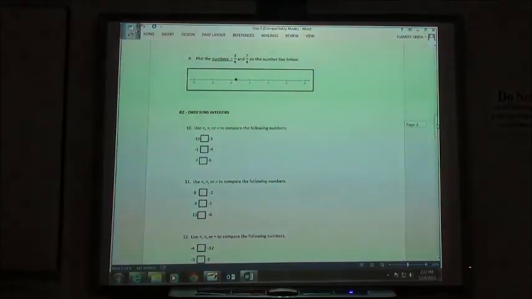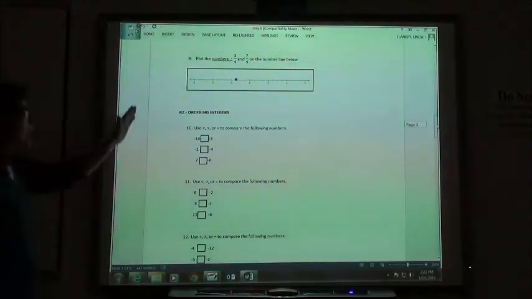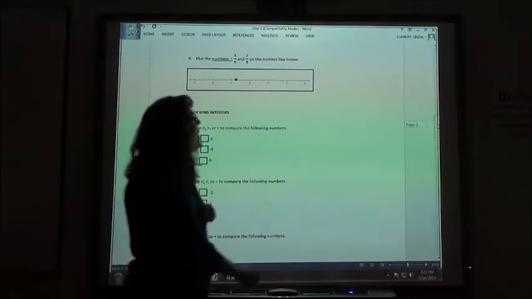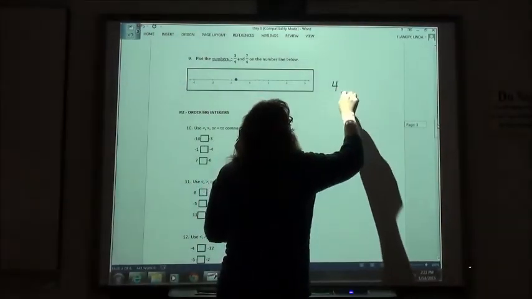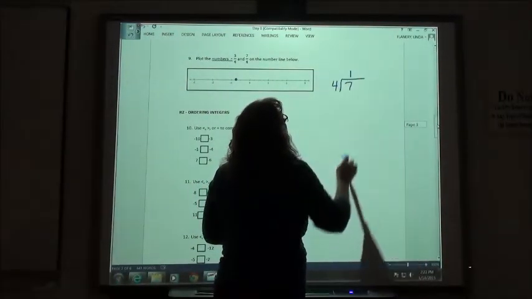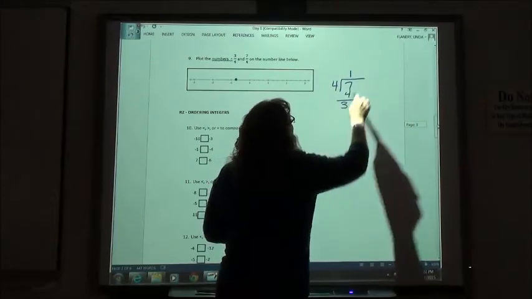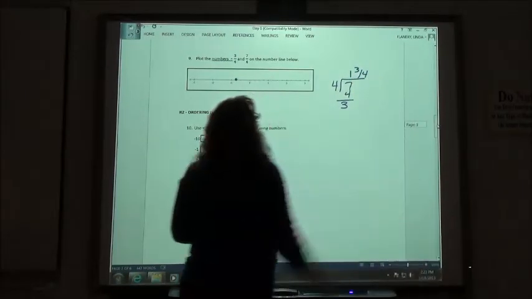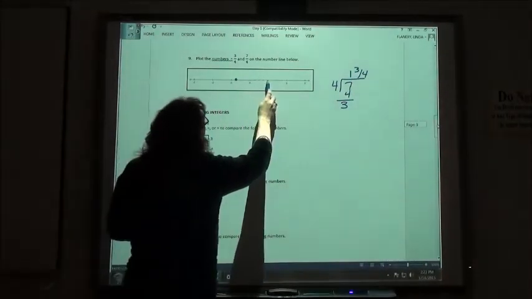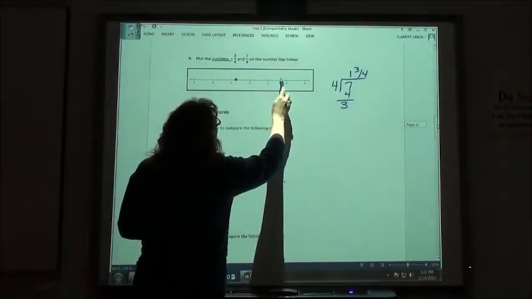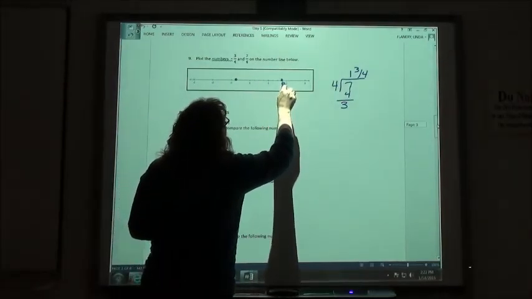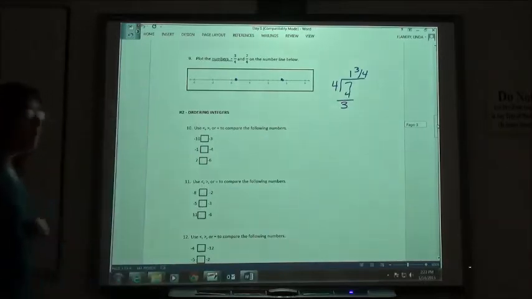On the 7/4, I could either start at 0 and count 7 lines over, or I could make my mixed number. 4 goes into 7 one whole time. I have 3 extra ones, so I want to do 1 3/4. So here's 1, 1/4, 2/4, 3/4, and so 1 3/4 is right before the 2.